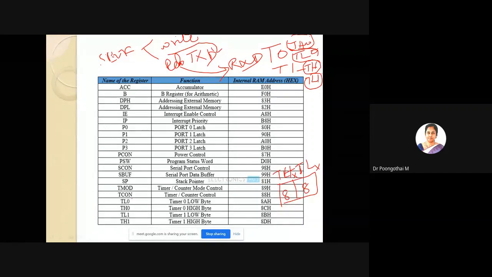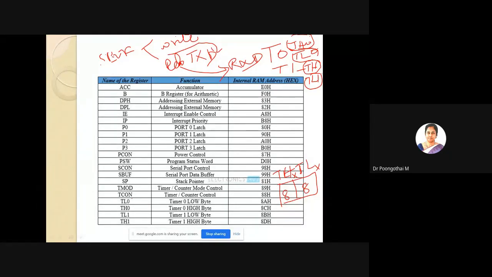And TCON, the timer control register, is actually a multipurpose register. It gives the status of your timer flags, and using this register we can start and stop the timer operation. External interrupt status can also be monitored. So this one is the multipurpose register, and the remaining 4 are timer registers. TL0 is timer 0 low byte and TH0 is timer 0 high byte. TL1 is timer 1 low byte and TH1 is timer 1 high byte. So each one is an 8-bit register.